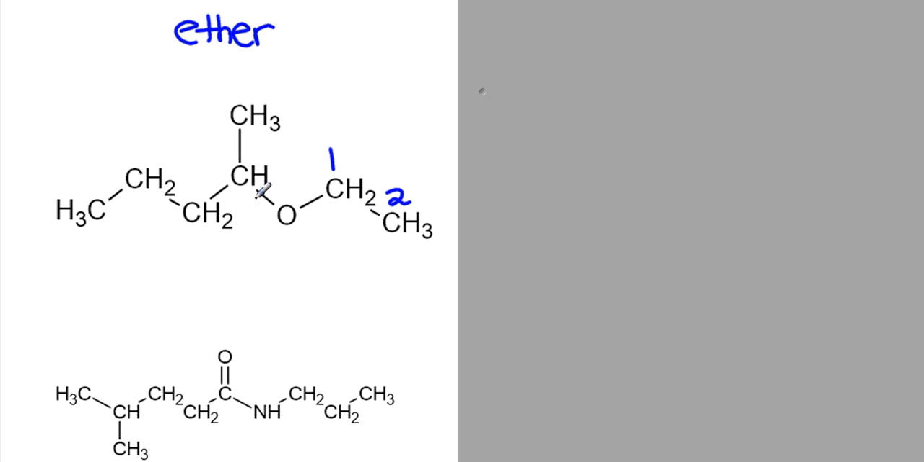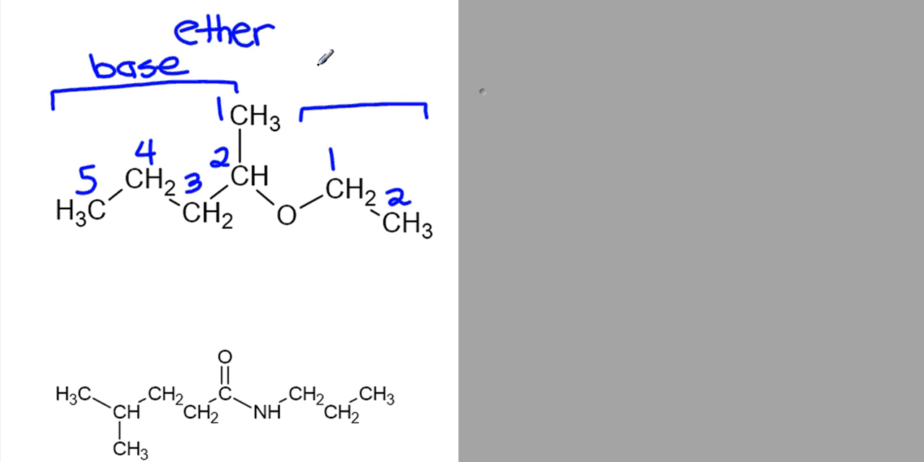I want to put the oxygen attached to a carbon with the lowest number possible. So if I count like this, it's going to give the attachment where the oxygen is on carbon 2. If I counted the other way, this would be carbon 4. So I want to go like this to make sure it's number 2. This over here, this is your base. And this over here is going to become your alkoxy branch.